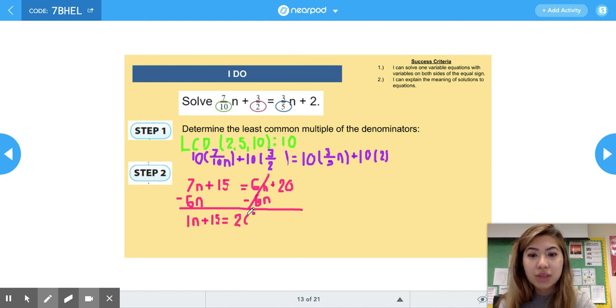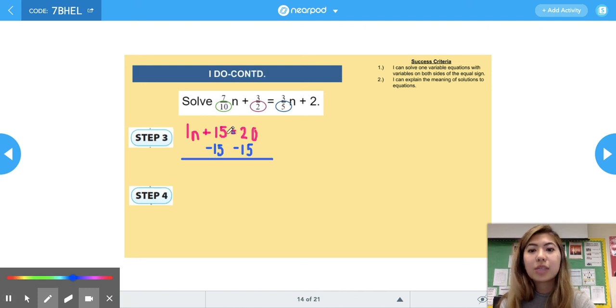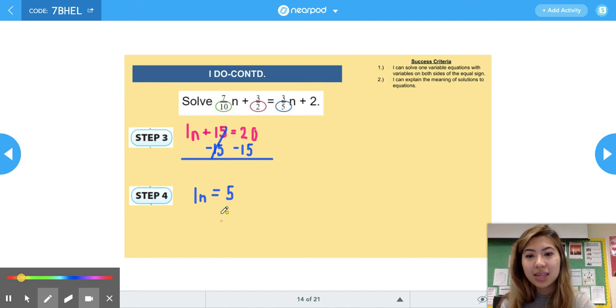So the next thing that I have to do is make my second zero pair, or I have to move my constant to be on the other side with my constant. So the opposite of adding 15 is going to be to subtract 15. So this is my second zero pair. 15 minus 15 is 0. So then I'm left with 1n is equal to 20 minus 15, which is 5. So 1n is the same thing as just n. So our answer is n is equal to 5.